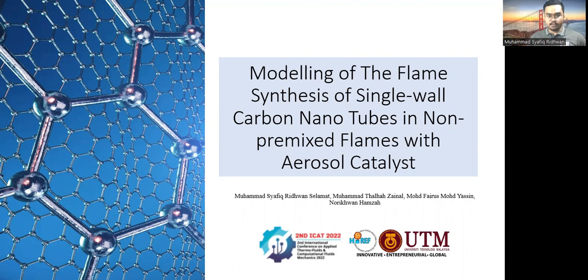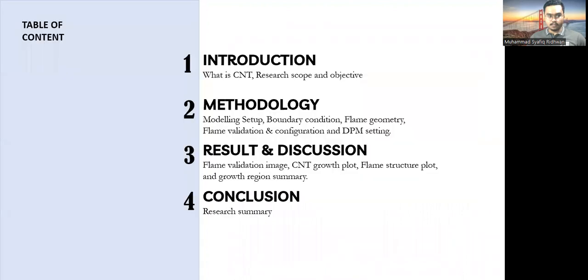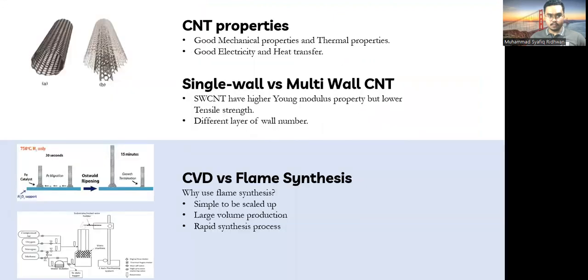I will be presenting a research titled "Modeling of the Flame Synthesis of Single-Wall Carbon Nanotube in Non-Premixed Flame with Aerosol Catalyst." This is the introduction, methodology, results and discussion, and also the conclusion.